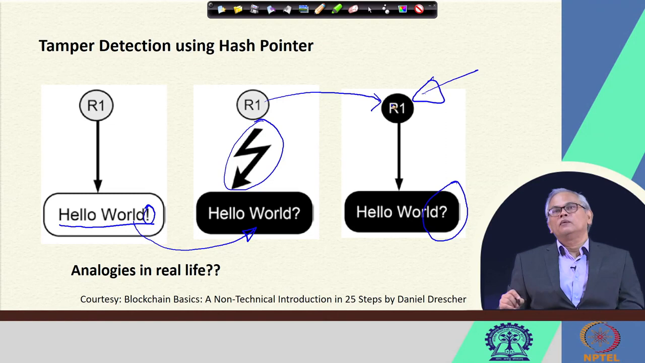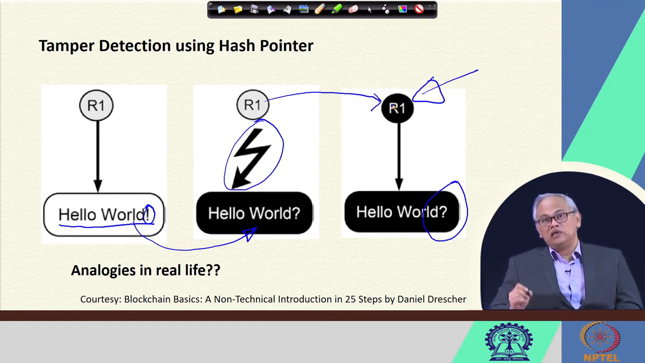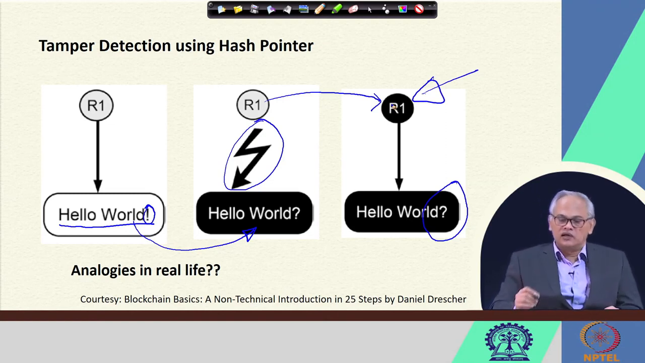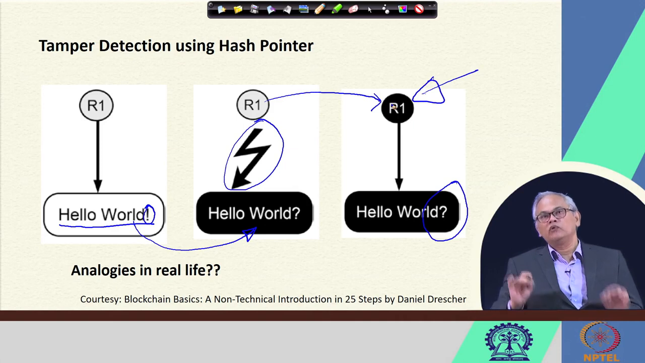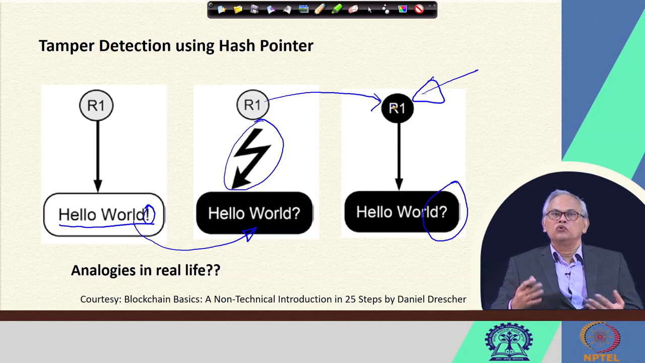So, in that case the tampering will not get detected, but remember, for that the attacker will have to not only change this data here, but also the hash pointer accordingly. We will come to that and see how we can deter the attacker from actually making those changes as well.